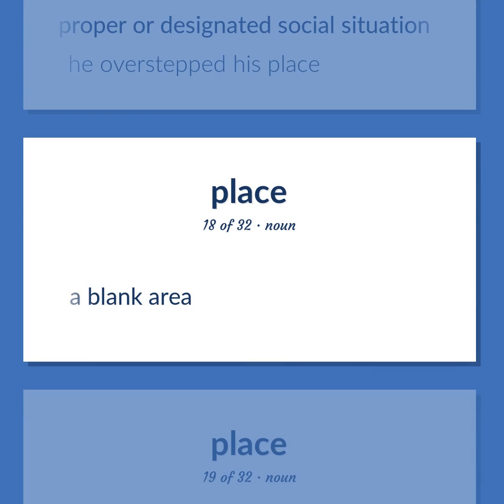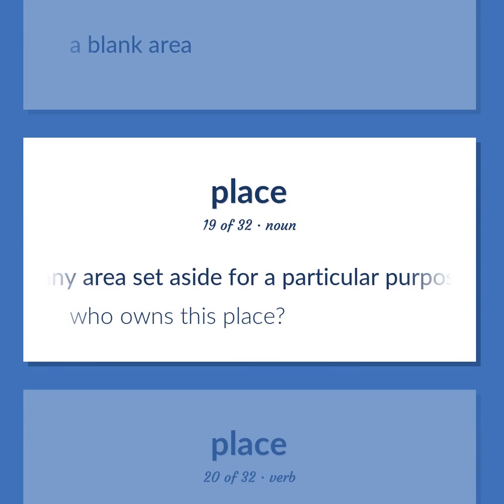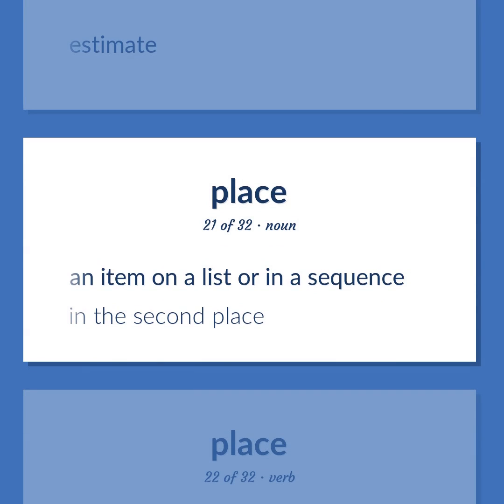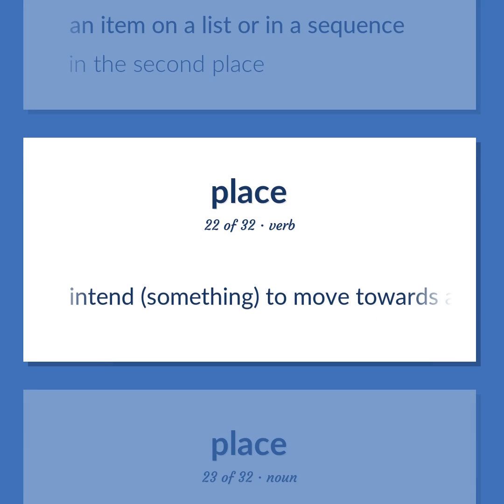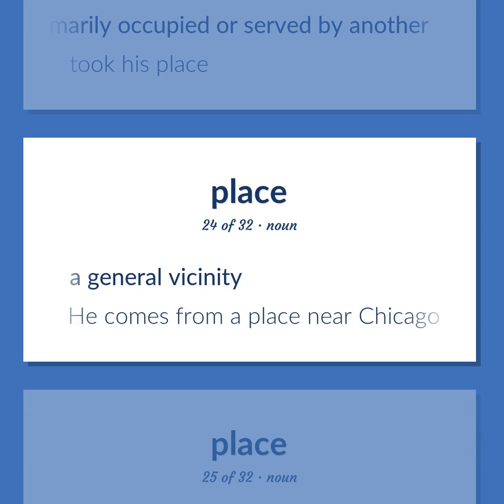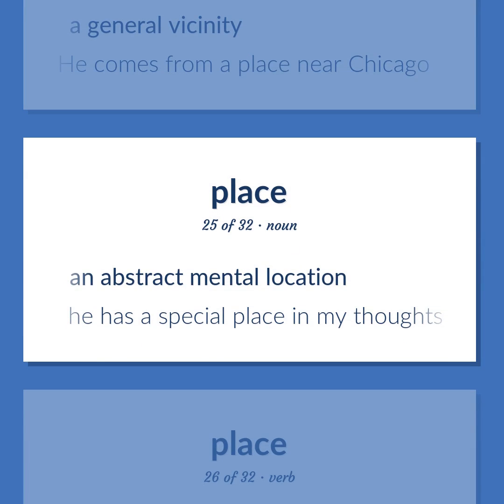A blank area. Any area set aside for a particular purpose. Who owns this place? Estimate. An item on a list or in a sequence. In the second place. Intend something to move towards a certain goal. The post or function properly or customarily occupied or served by another. Took his place. A general vicinity. He comes from a place near Chicago. An abstract mental location. He has a special place in my thoughts.